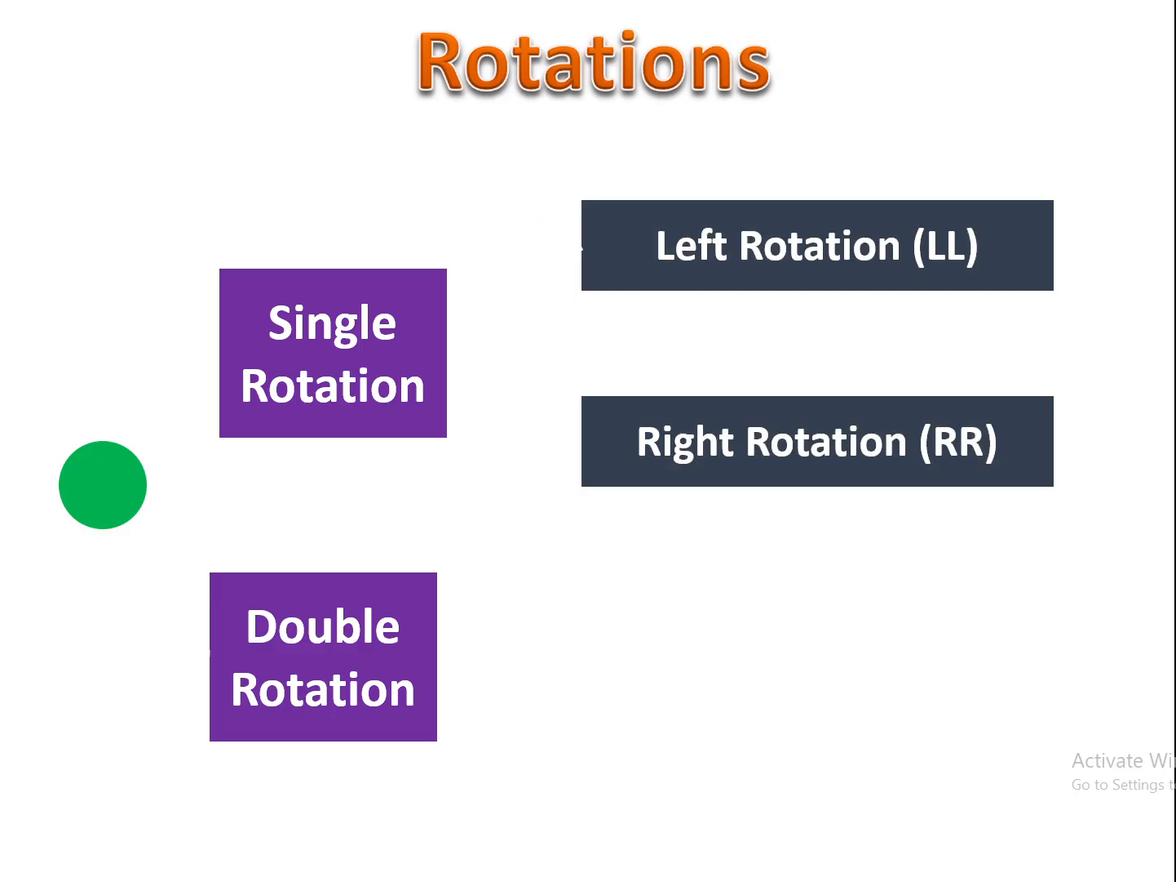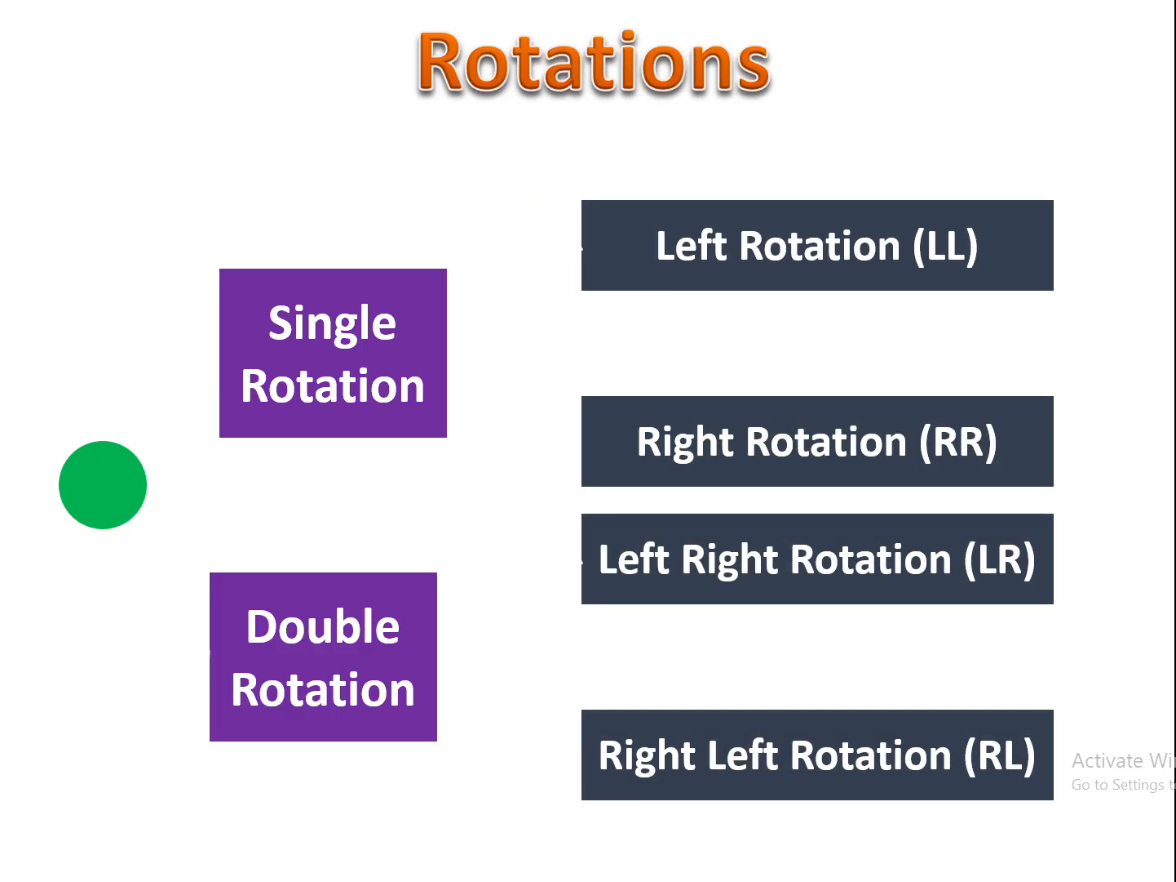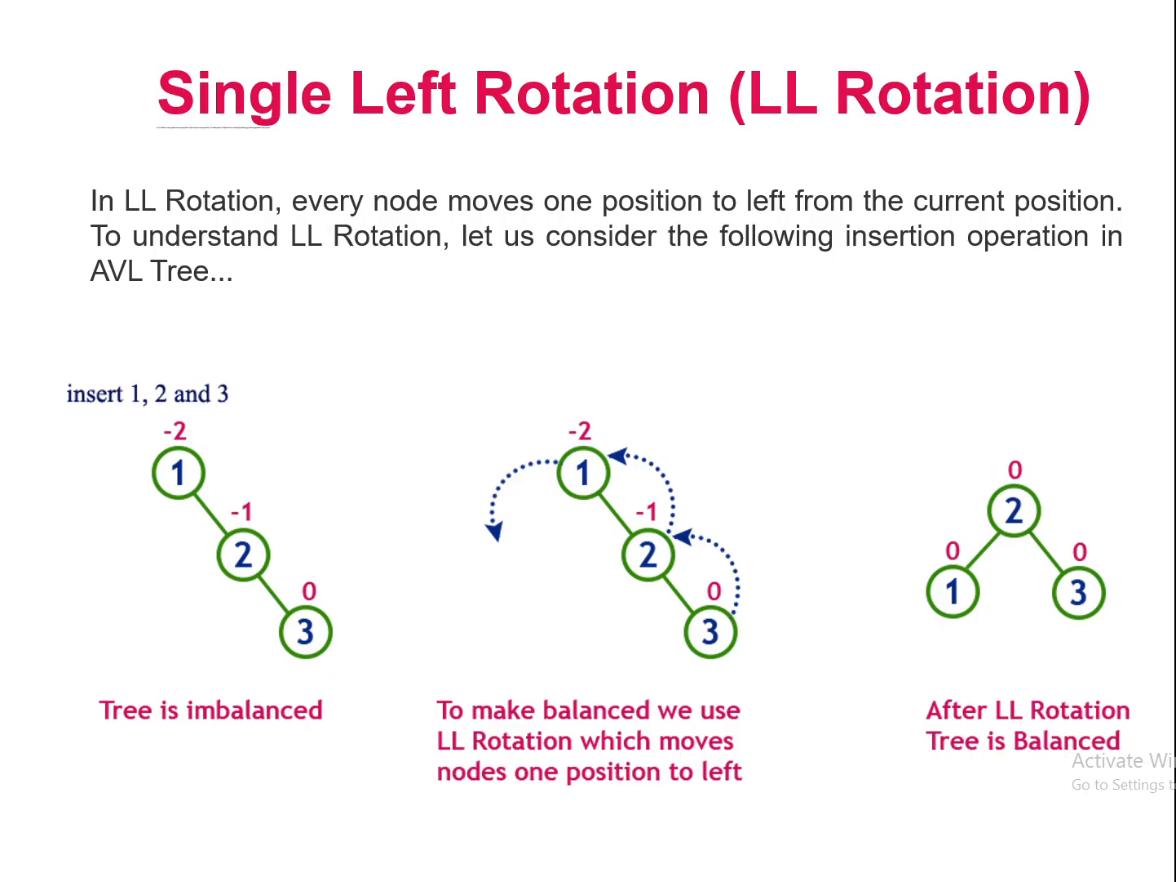We have two types of rotations: single rotation and double rotation. Single rotation is again divided into two types: left rotation and right rotation. Double rotation is also divided into two types: left right rotation and right left rotation. In short form we call them LR rotation and RL rotation. Let's see the single left rotation.